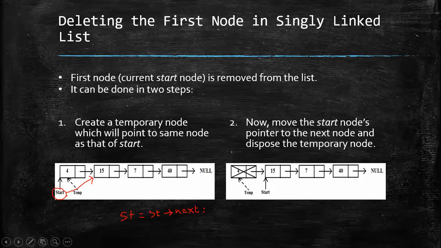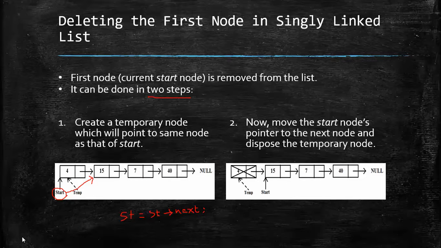So as we have seen in the previous presentation, this statement is a valid way of writing your code for removal of the first node of the list. But why do we have two steps mentioned here?